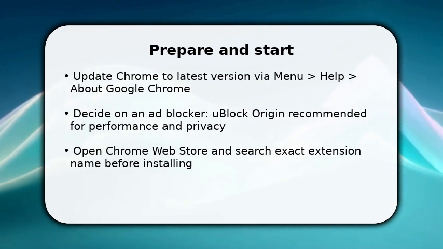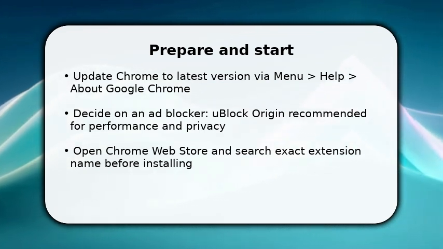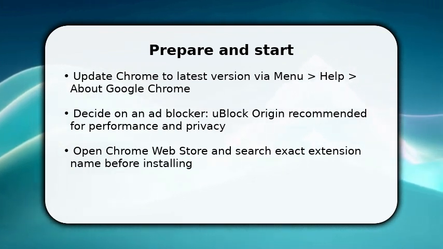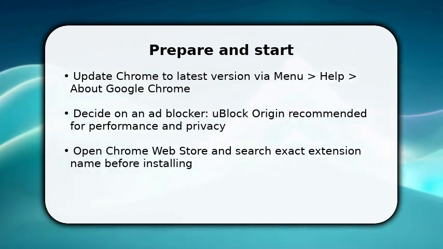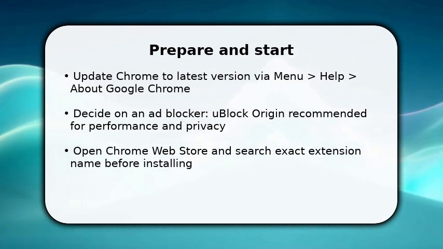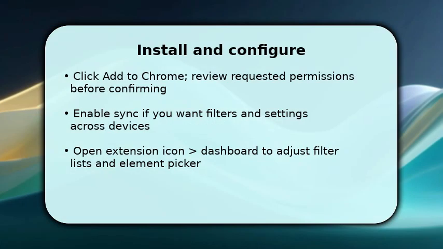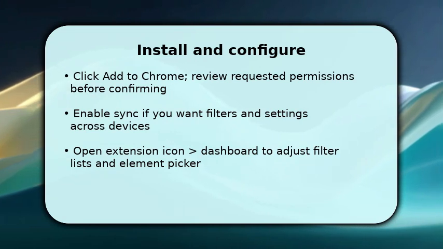Now open the Chrome Web Store and enter the exact extension name in the search box to avoid fake copies. Make sure you're signed into your Google account if you want settings synced across devices, then click the extension entry to prepare for installation. You'll click Add to Chrome and carefully review the permissions dialog. This is why you check the store entry.